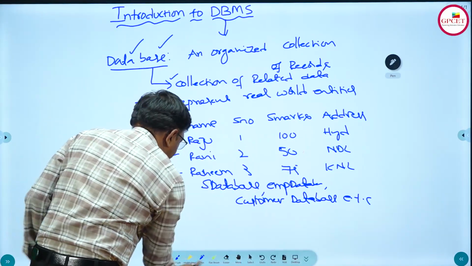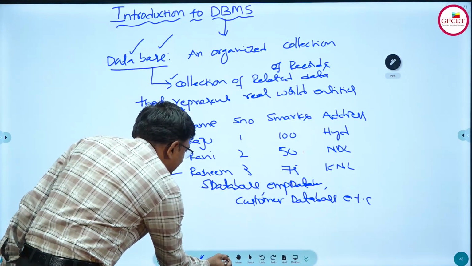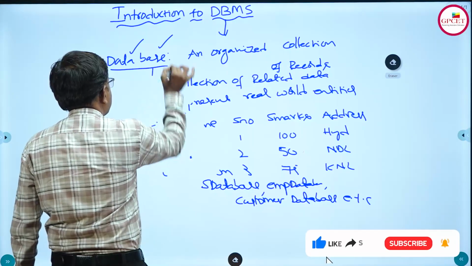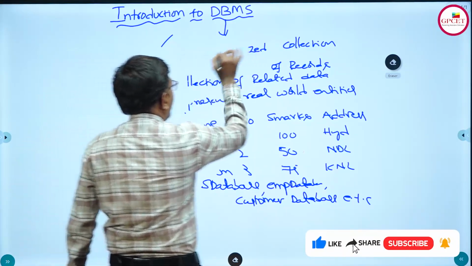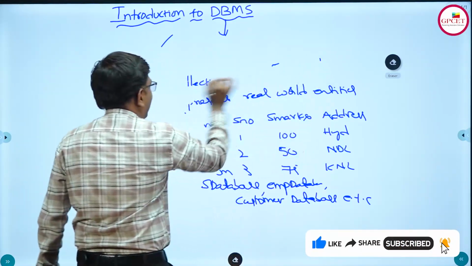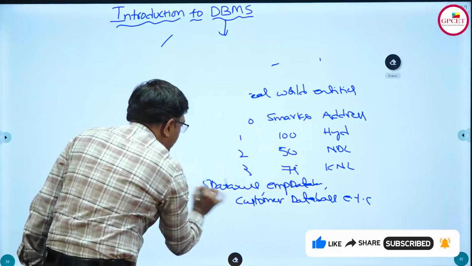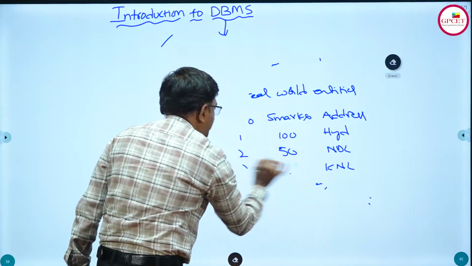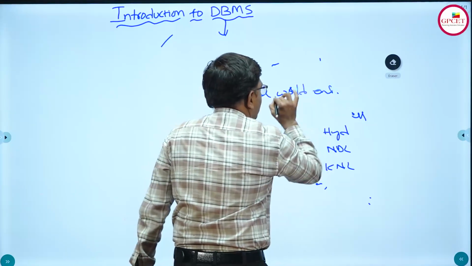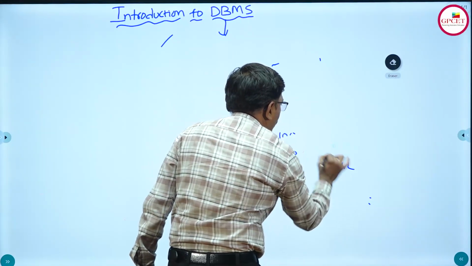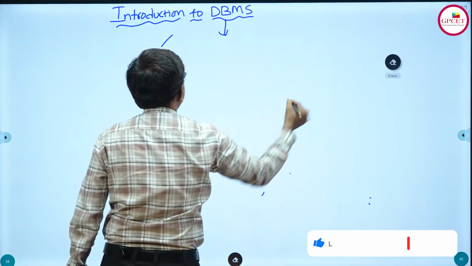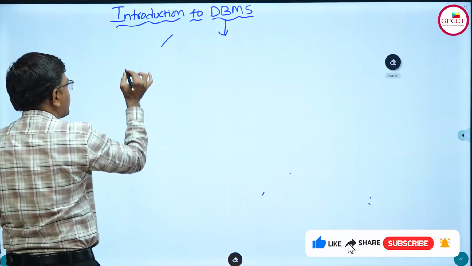And the next one is, what is meant by database management system? A collection of interrelated data and set of programs to access those data is called database management system. That is the primary goal of database management system. What is the main primary goal? To store and retrieve.